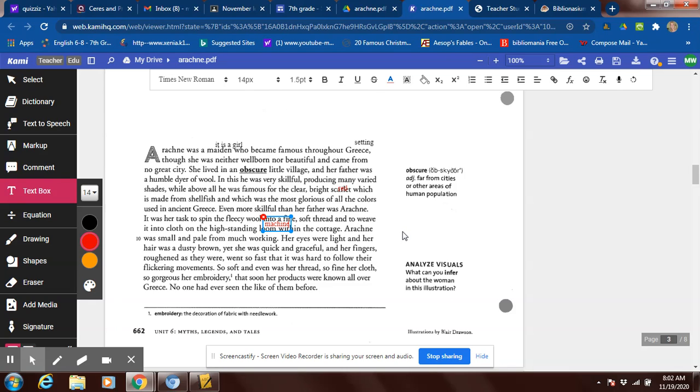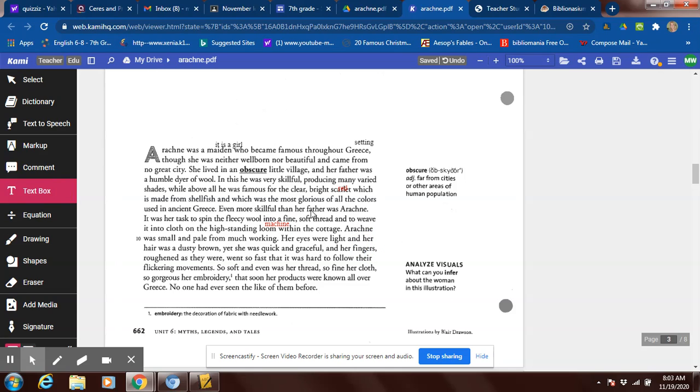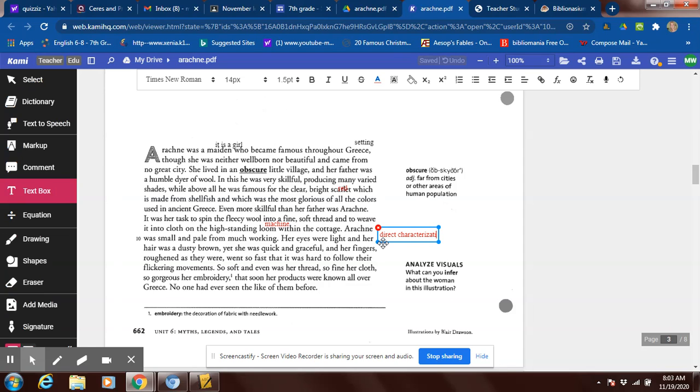Arachne was small and pale from much working. Her eyes were light and her hair was a dusty brown, yet she was quick and graceful, and her fingers, roughened as they were, went so fast that it was hard to follow their flicking movements. So this is direct characterization. The author is telling us what she's like. And so she's speedy and quick. So soft and even was her thread, so fine her cloth, so gorgeous her embroidery, that soon her products were well known over all of Greece. No one had ever seen the like of them before. So embroidery is the decoration of fabric with needlework.